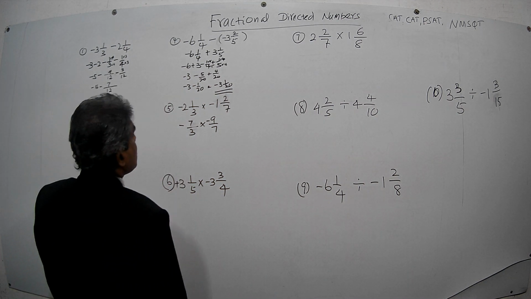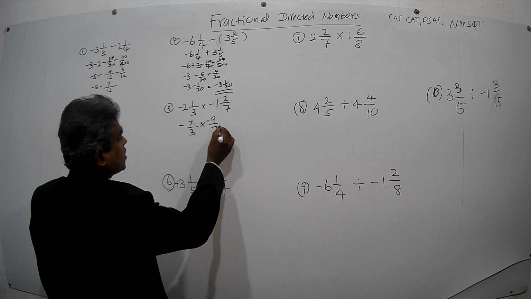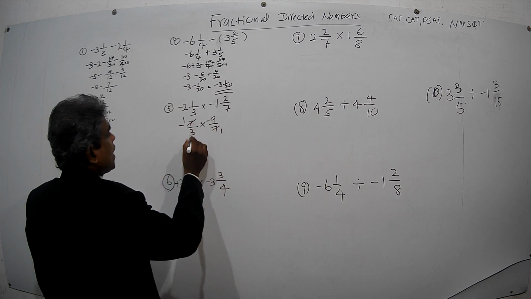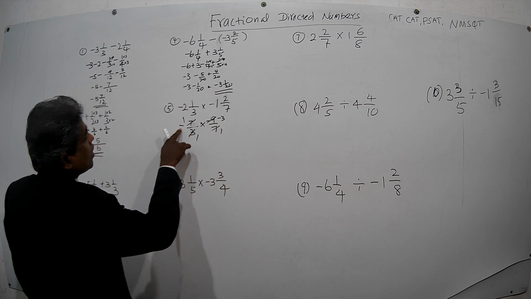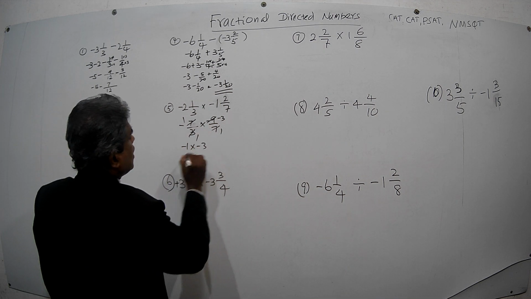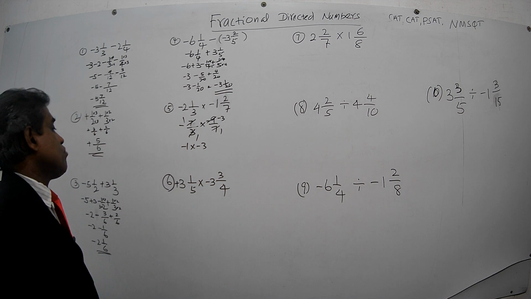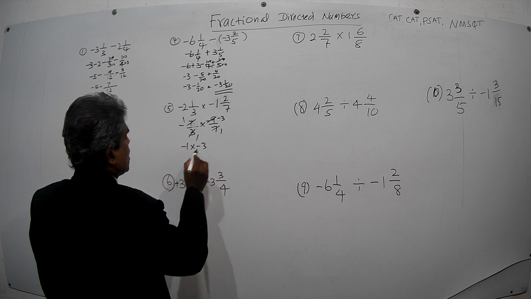Okay, now you can cancel this. 7 and 7 can be cancelled. 3 and 9 can be cancelled. This -3. Then you have here -1 and -3. What is left is -1 times -3. We have two numbers of the same sign to be multiplied. The answer is positive. 1 times 3 is 3.